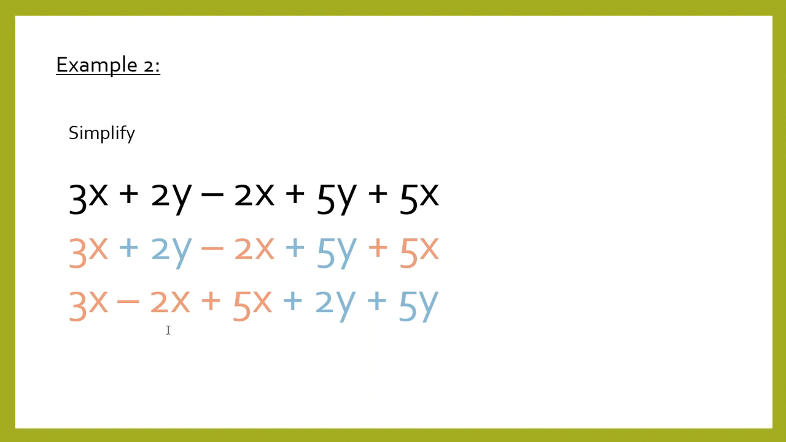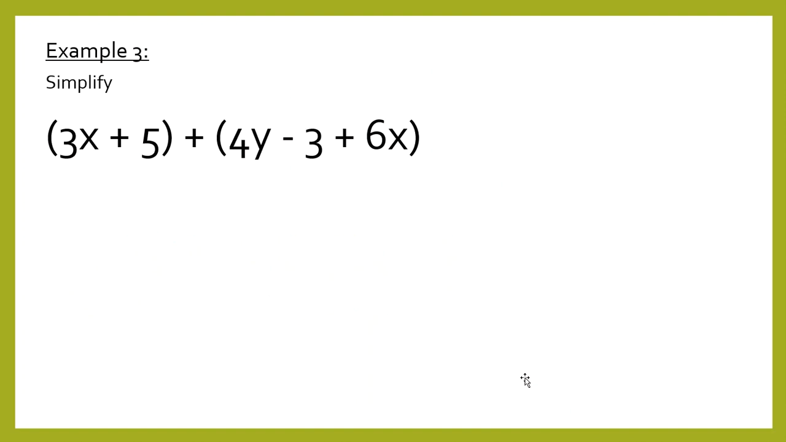I have 3x minus 2x, which is 1x, and 1x plus 5x is 6x. And I have 2y plus 5y, which is going to give me 7y. So I should be looking for 6x plus 7y, which I can see right there in my final step.